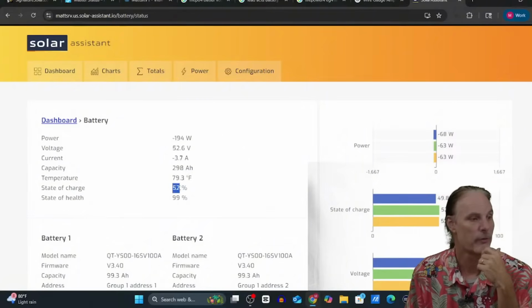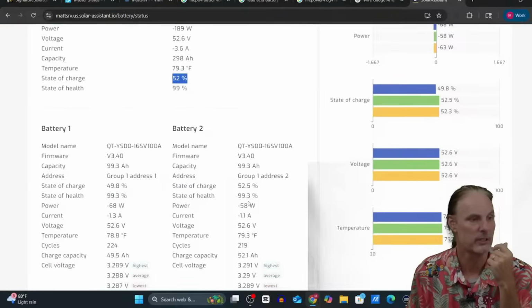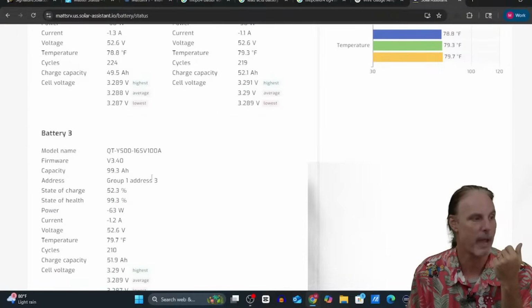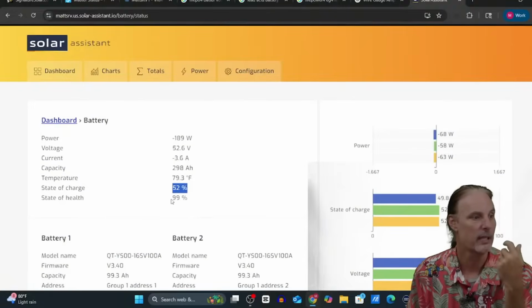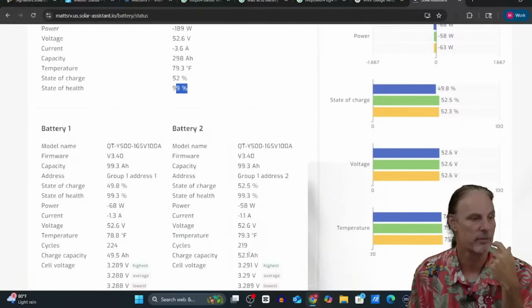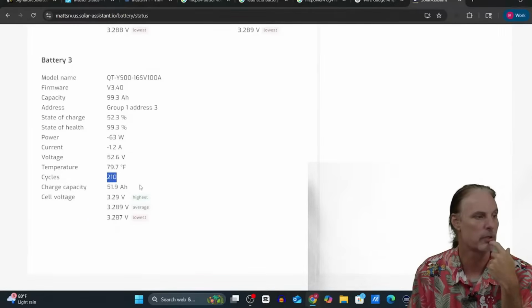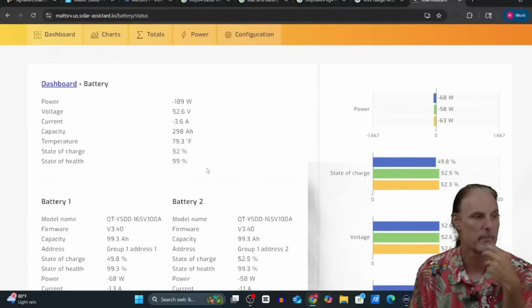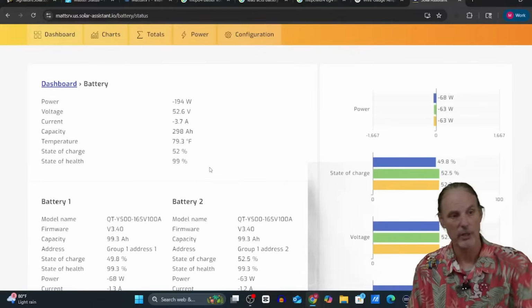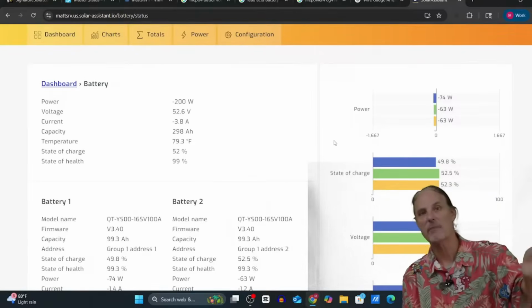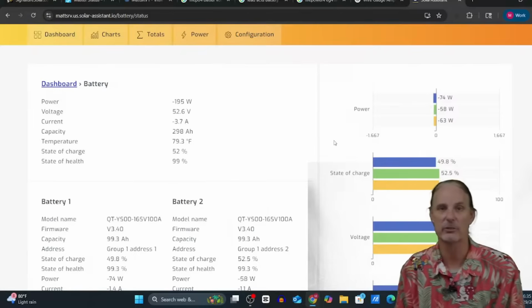The state of charge overall is 52%, which is basically the average of these three batteries down here. And the state of health is 99%, meaning that after all of the cycles that I've had, 219, 224, and 210, only 1% of the battery capacity has been lost. I like seeing this stuff in my Solar Assistant and having access to it.